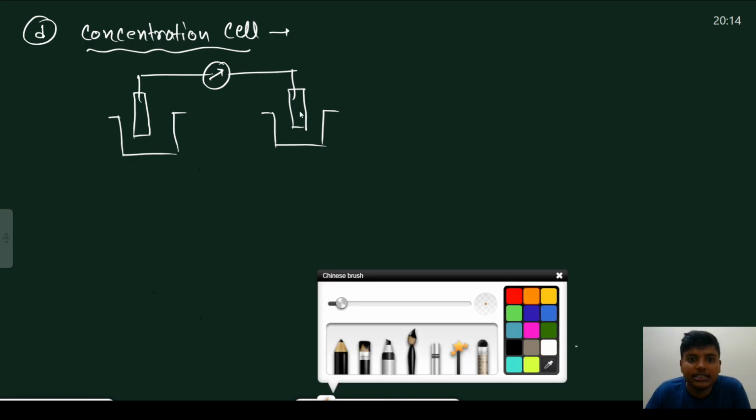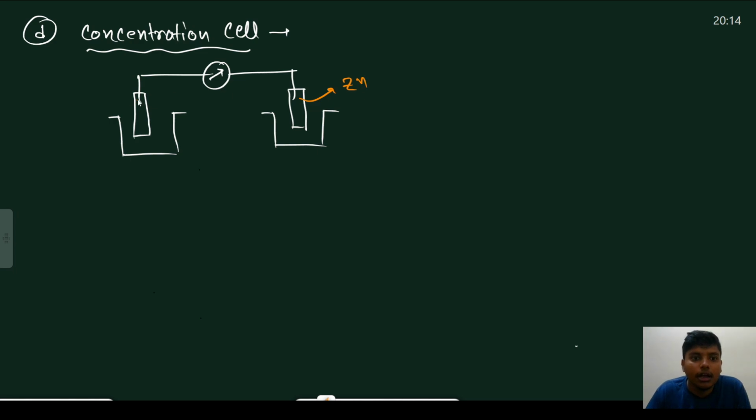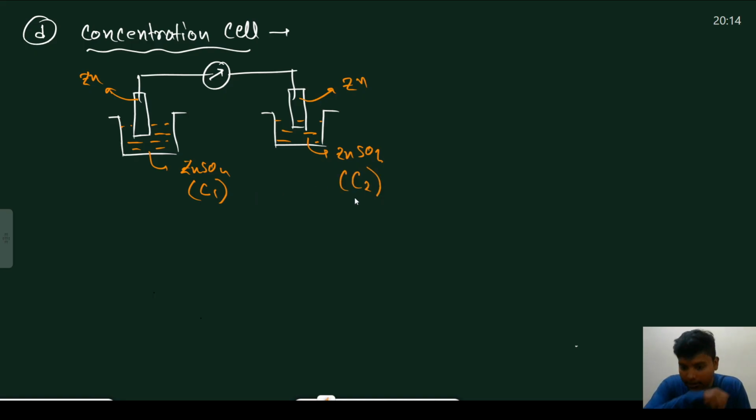Let's suppose both are zinc: anode also zinc, cathode also zinc. And the electrolyte we are using is also the same, ZnSO4 and ZnSO4, zinc sulfate and zinc sulfate. Now this should have different concentration. Clear? Because of this there will be a potential difference, and you know that if a potential difference is there, electricity will pass.